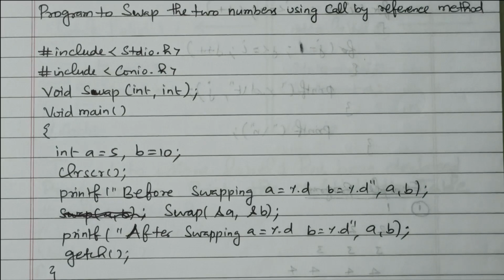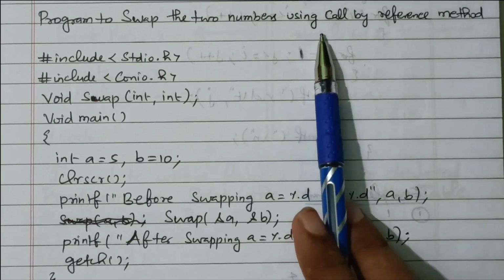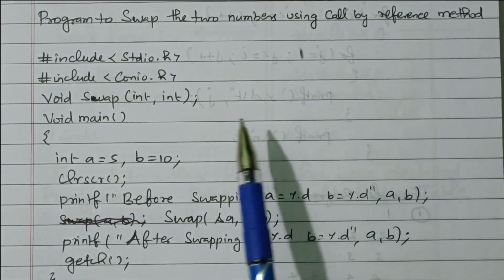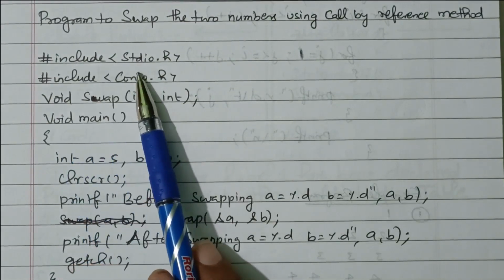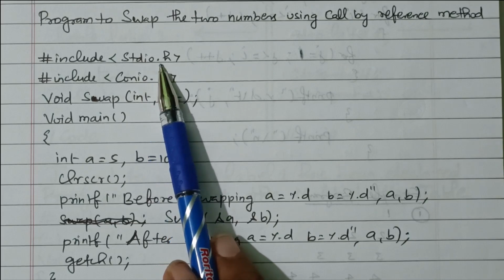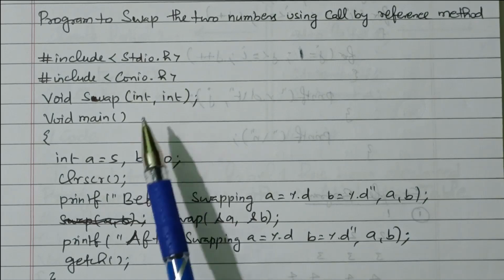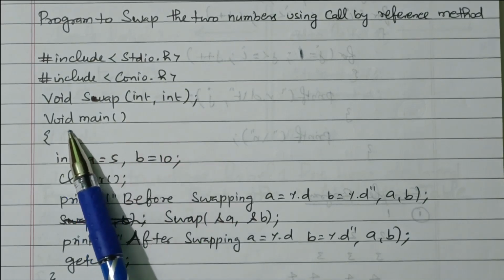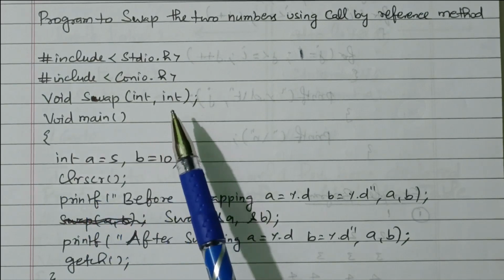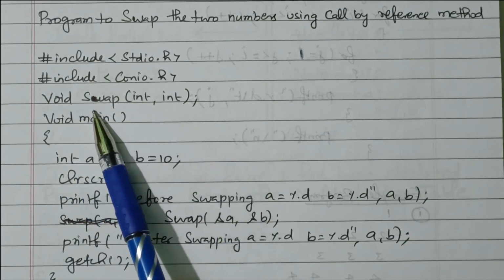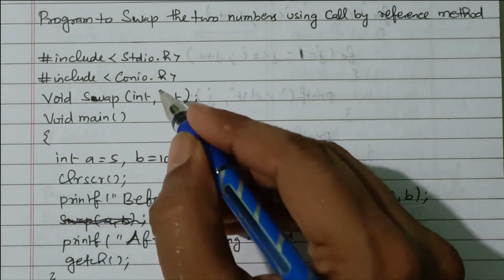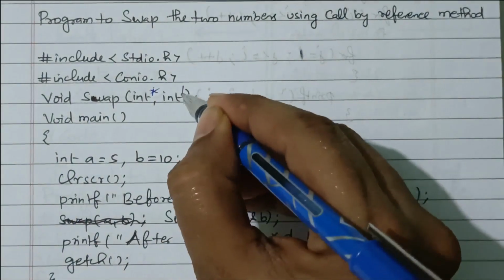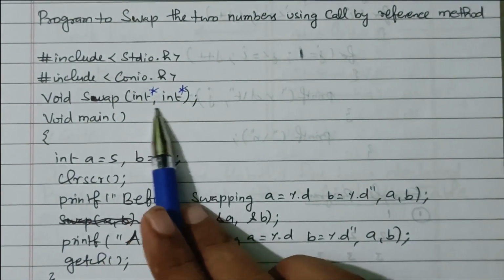Same thing, program to swap two numbers using the call by reference method. Here we have included the standard input output header file and the console input output header file. Then void main. Before starting void main we have to declare the function. The function name is swap, it will not return any value, and has two arguments, but here we need to indicate integer star, that is we are going to send the address.